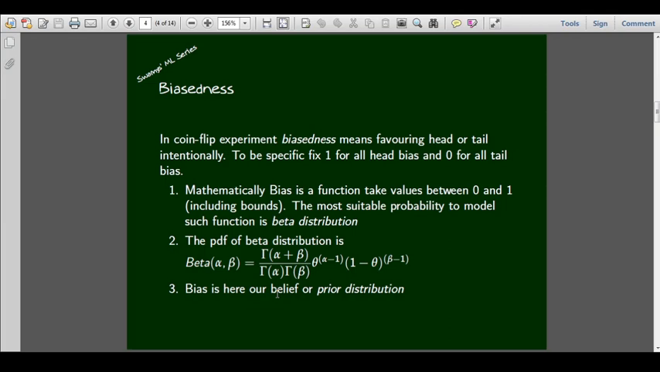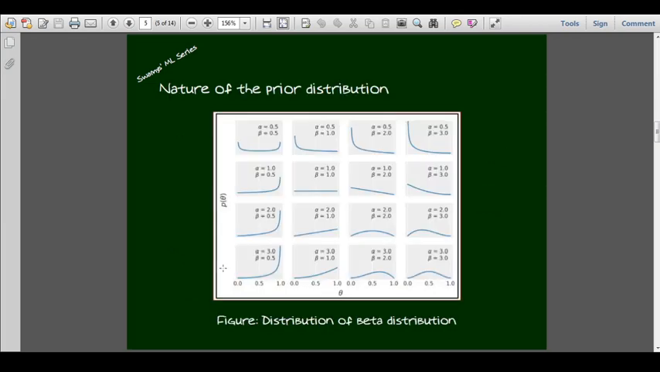Now we are going to discuss what is the likelihood. Okay. Before that, I will explain what is this beta function, what is its nature. Okay. I created this plot using Python. The nature of the prior distribution here, or beta distribution, depends on this alpha and beta.